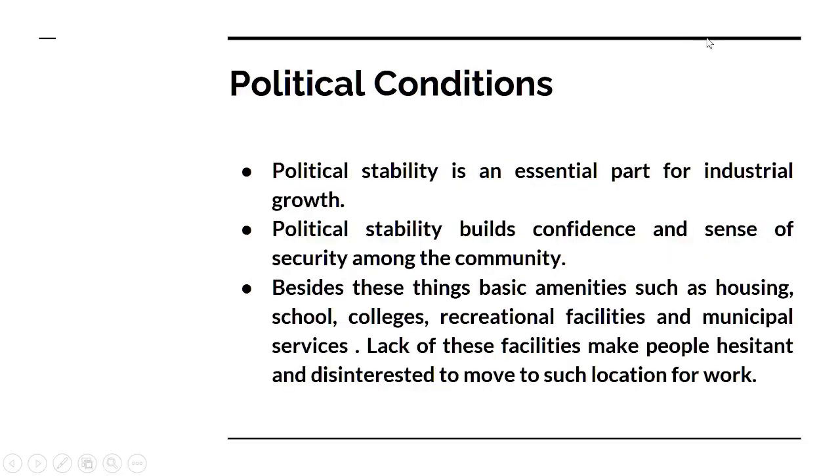Then we have political conditions. Political stability is an essential part for an industrial growth. Political stability builds confidence, sense of security among the community. Besides these things, basic amenities like housing, school, colleges, recreational facilities, municipal services must be provided. Lack of these facilities makes people hesitant and disinterested to move to such location for work.